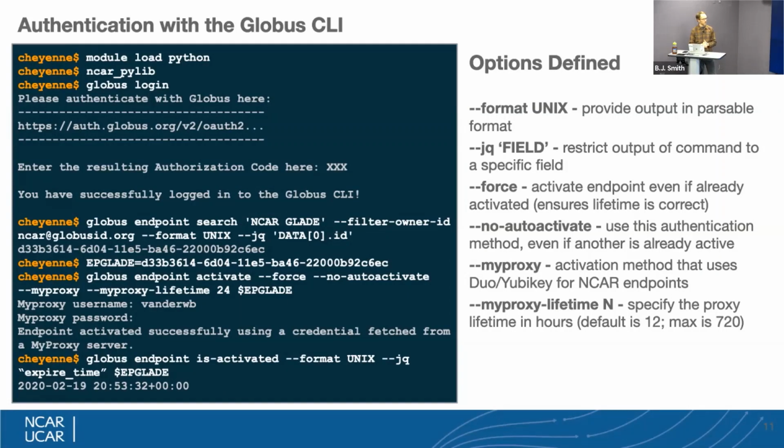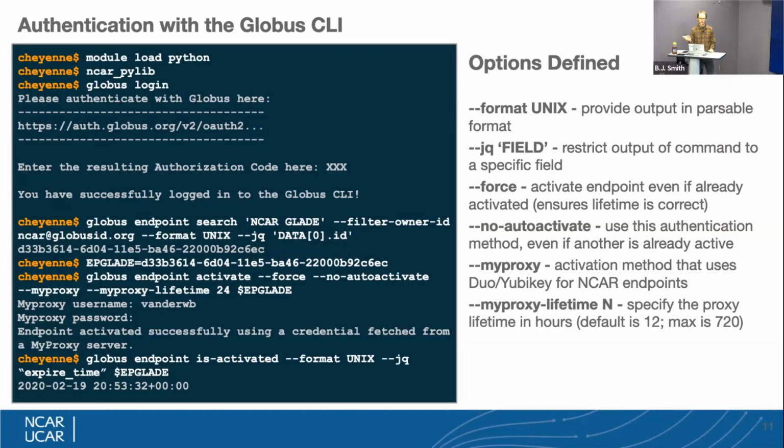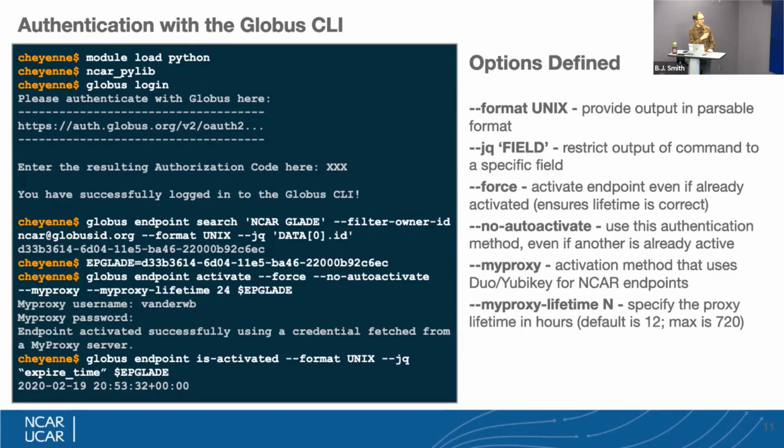Here I'm logging in with this Globus endpoint activate command. And you'll see at the end of that command, there's that $EP glade. So I'm using the ID that I've stored in the variable. Now there's some other options I'm using here. The most important one is the --myproxy. That one tells it to use the myproxy activation method, which will basically use our two-factor authentication, so either Duo or YubiKey. And you'll just enter that information in the command line as you would when you're signing into Cheyenne.